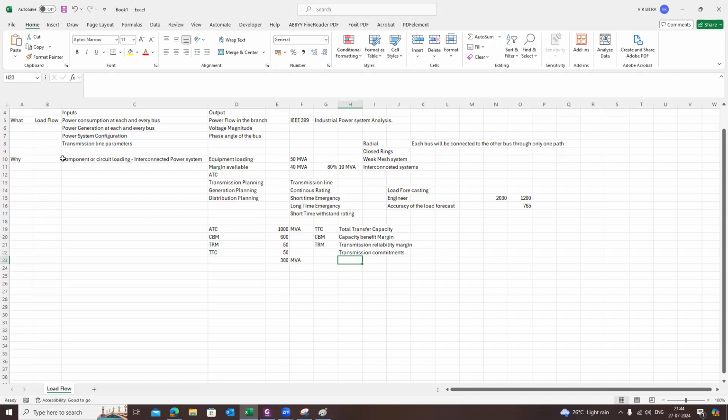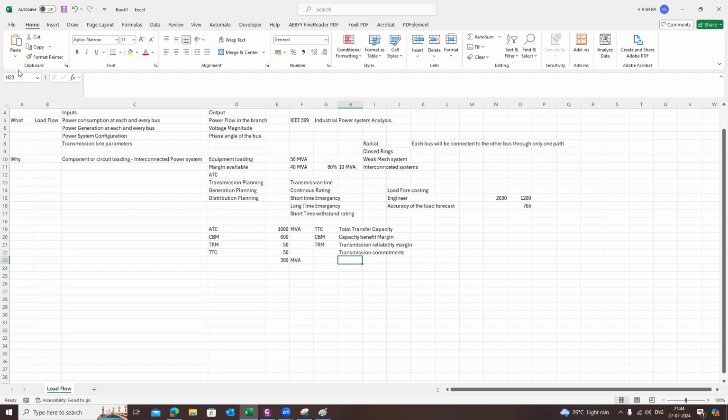Okay, so it is clear that a transmission line has various loadings for different conditions and different configurations, for which the power flow studied has to be compared with the different ratings. Okay. Sir, sorry sir, to interrupt you. But yeah.